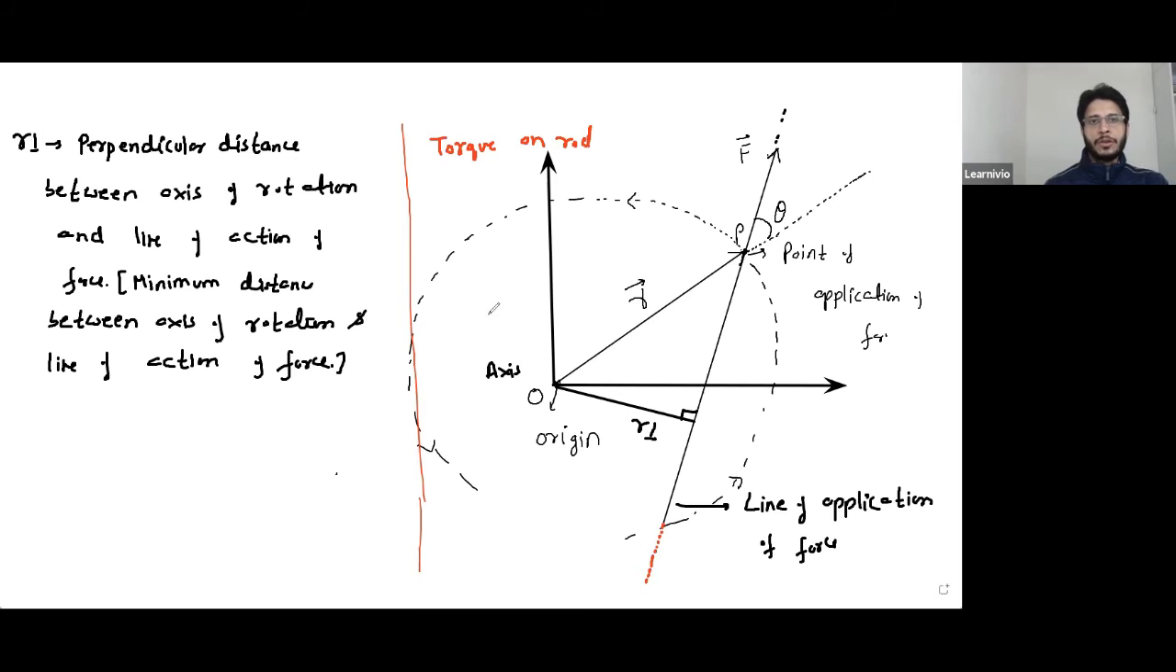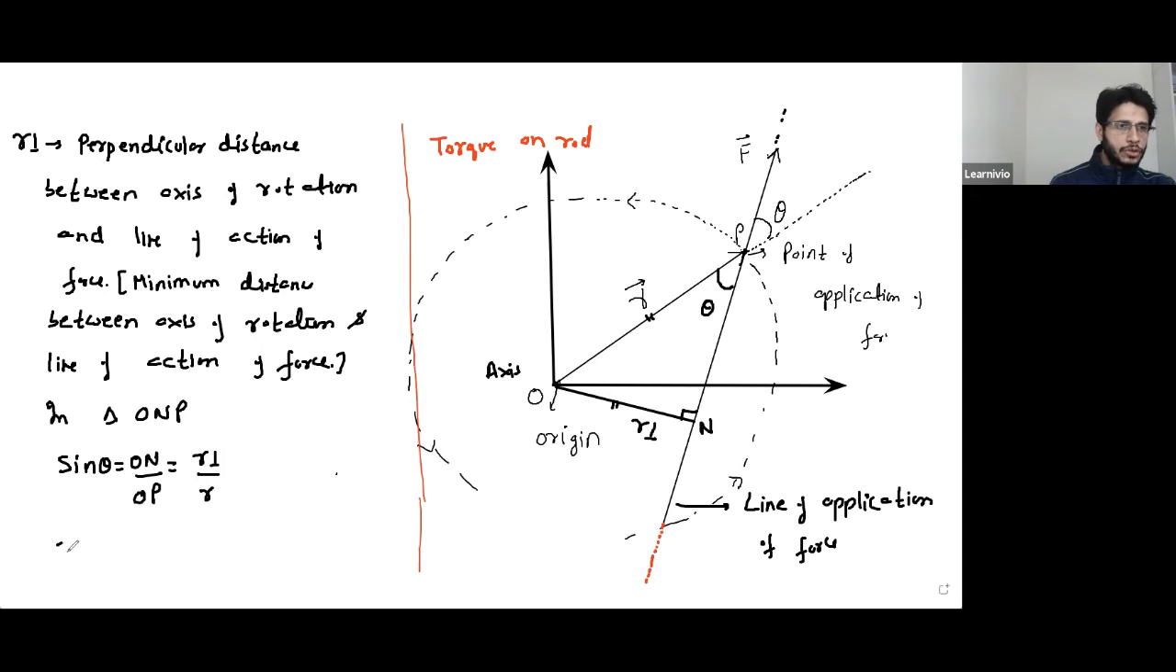This is our perpendicular. So if this angle is theta, I can say this angle is theta. Let's name this triangle ONP. In triangle ONP, if I calculate sine theta, sine theta is the perpendicular upon the hypotenuse. So sine theta is ON over OP. ON is R perpendicular, OP is R. So you can say that R perpendicular is R sine theta. That's my equation number 2.